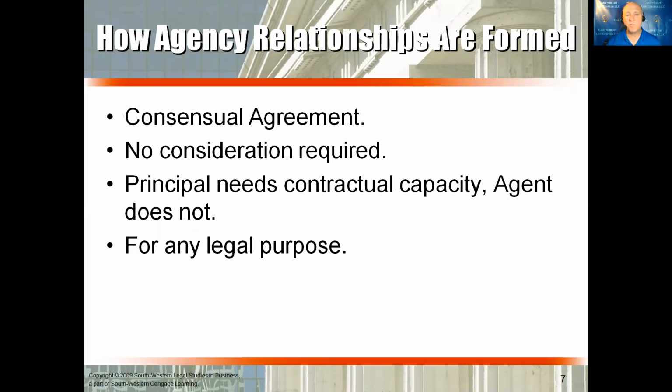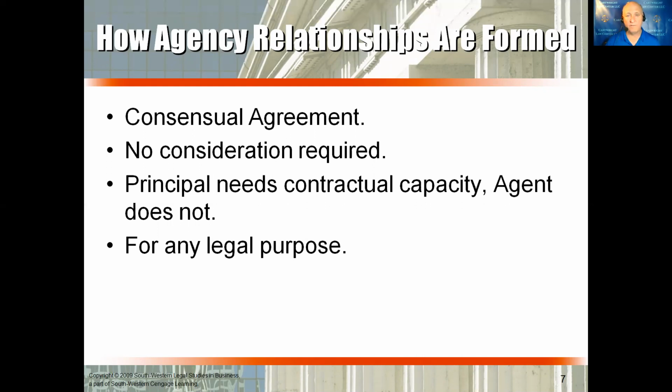You can have a principal-agency relationship just for the fun of it, just because you want to, just because you think it's the right thing to do. Gratuitous, doesn't matter. The next one: the principal needs contractual authority, but the agent does not.